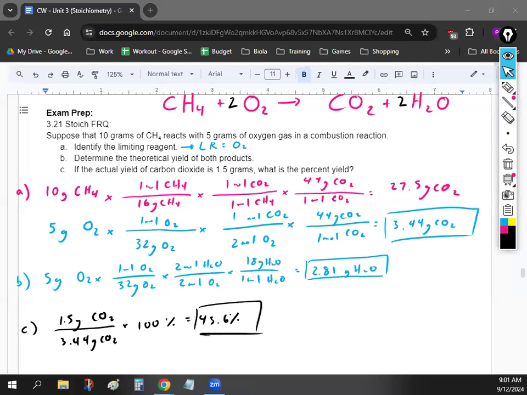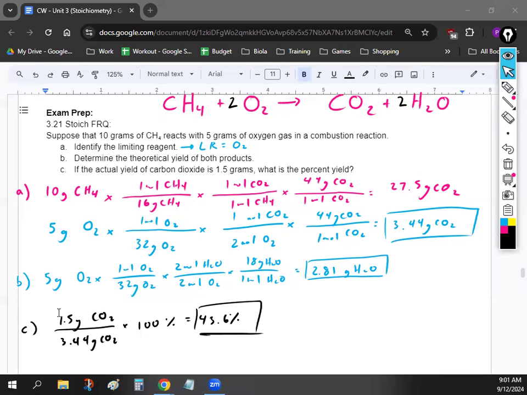Alrighty, guys. So again, 3.21, you'll have one very similar to it on your exam. But yeah, you just have to identify the limiting reagent by doing stoichiometry two times, and then whatever produces your smaller number, the chemical that produces it is your limiting reagent, and the yield is going to be the smaller value, so 3.44 grams of CO2, and then you can use your limiting reagent to do stoichiometry again to find your other product.